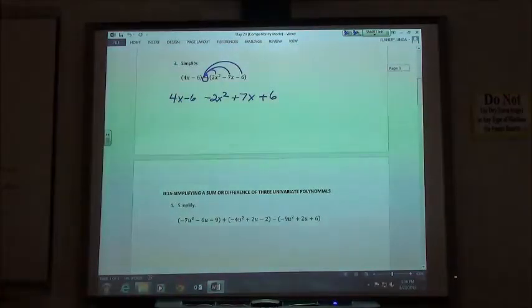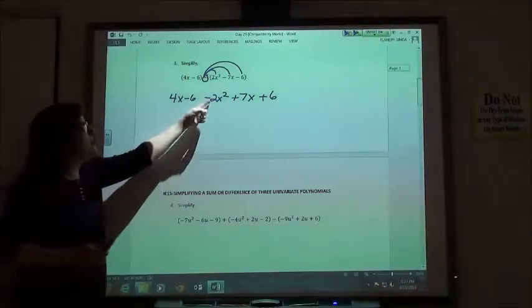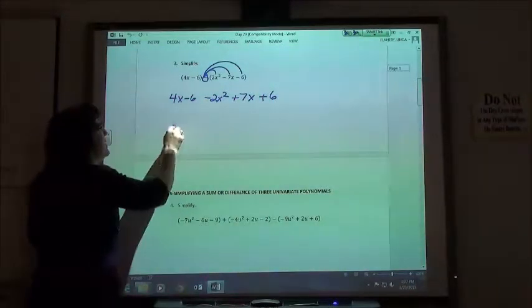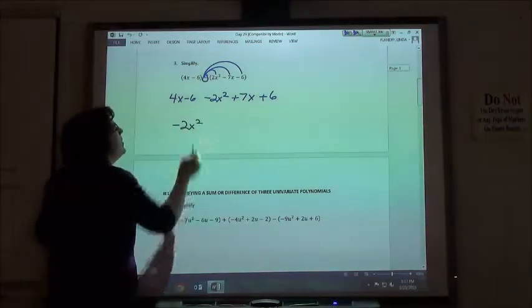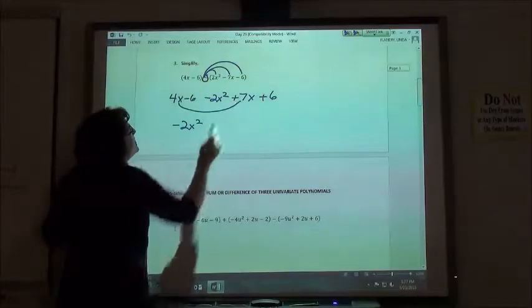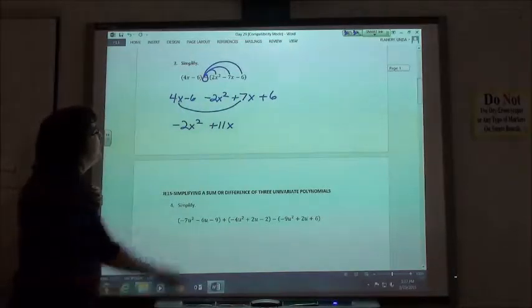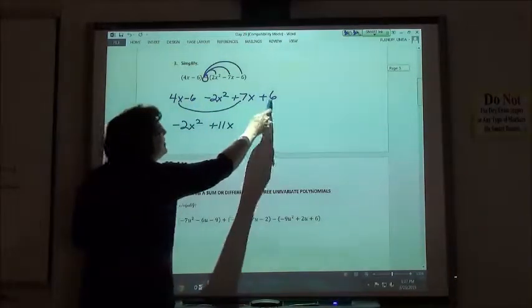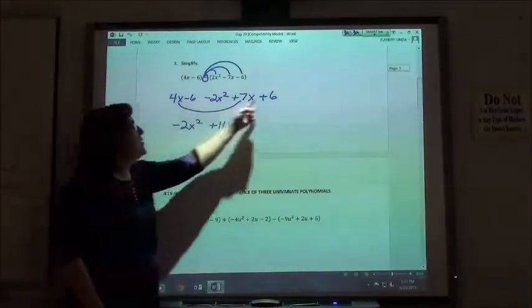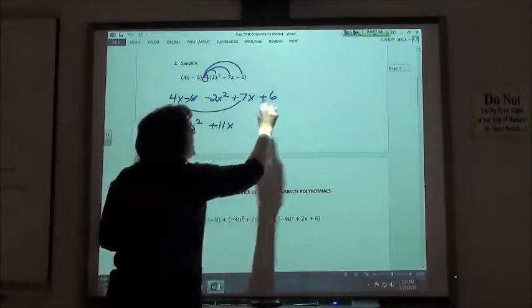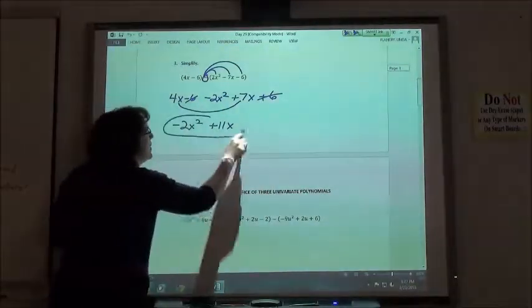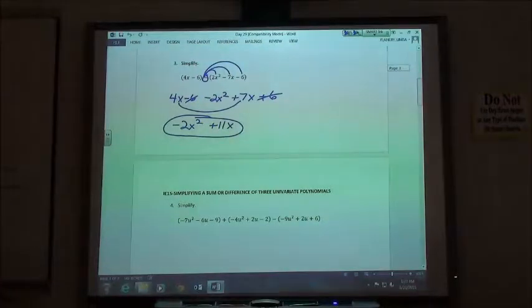Now I can go ahead and combine my like terms, starting with my x squared term. There's only one of them. It's a negative 2x squared. Then my x's, 4x plus 7x would be 11x, so plus 11x. And then my numbers, if I have a negative 6 and a positive 6. Negative 6 plus 6 is 0. They just cancel each other out. So you don't need to put anything down for that. So just negative 2x squared plus 11x.